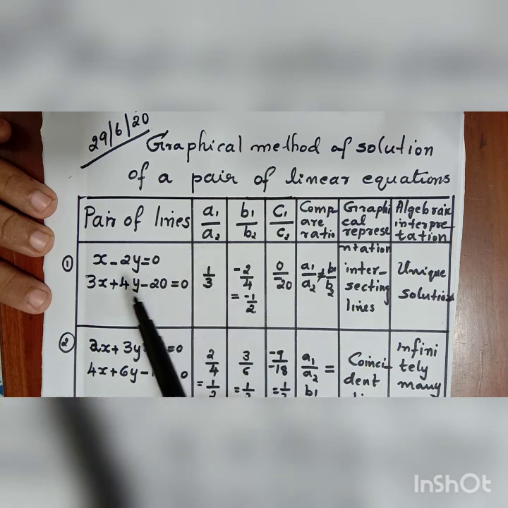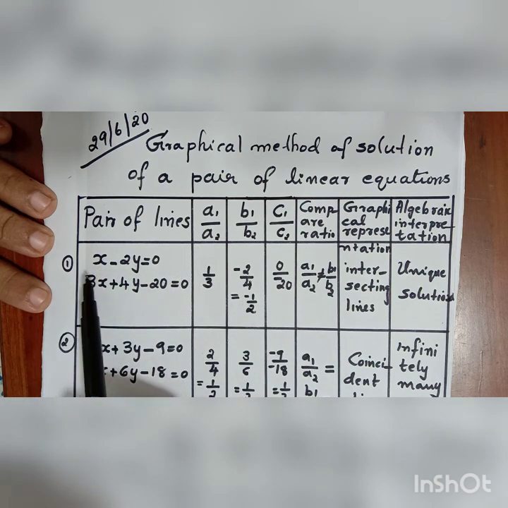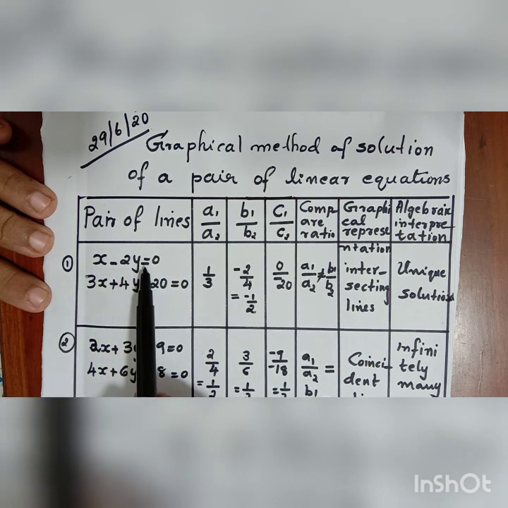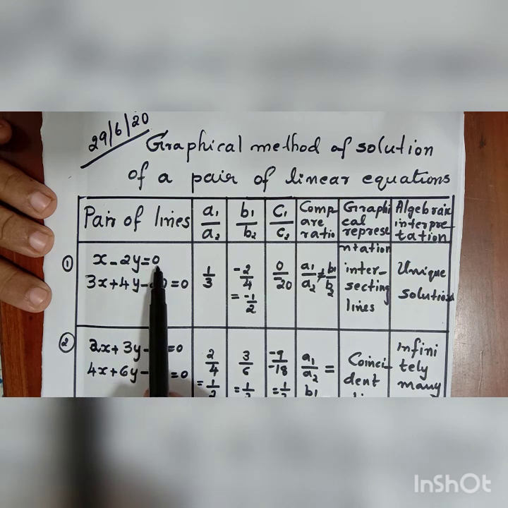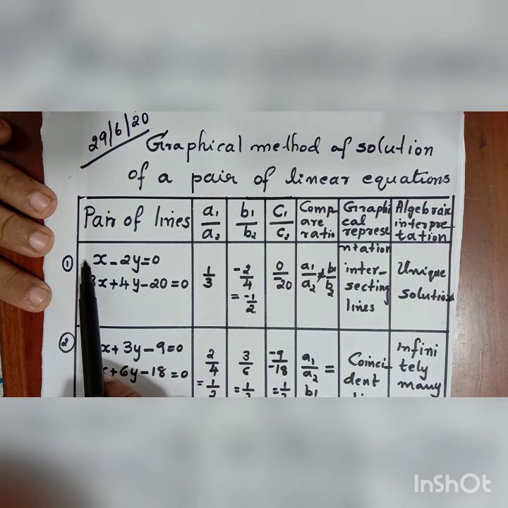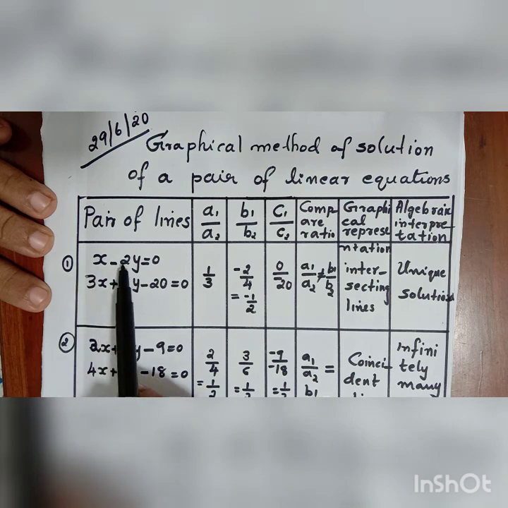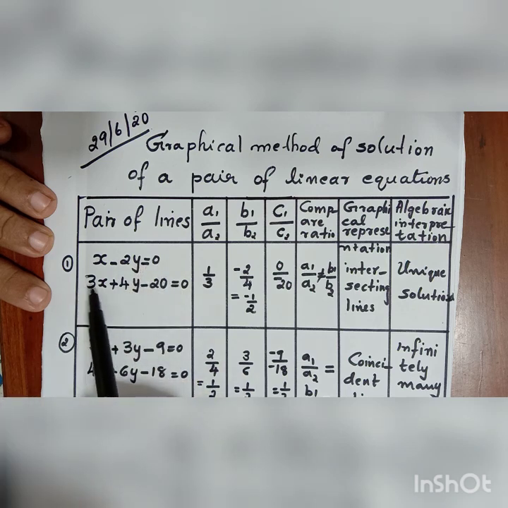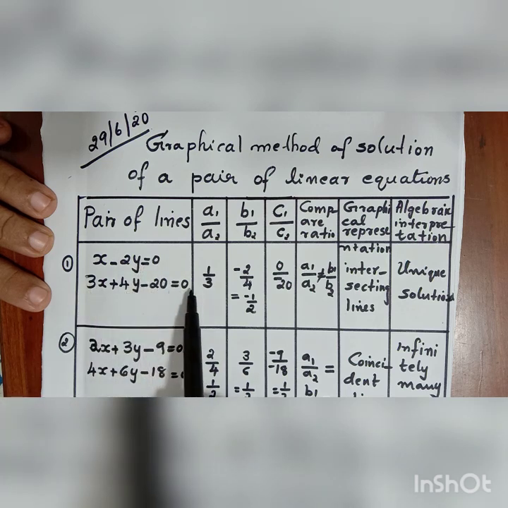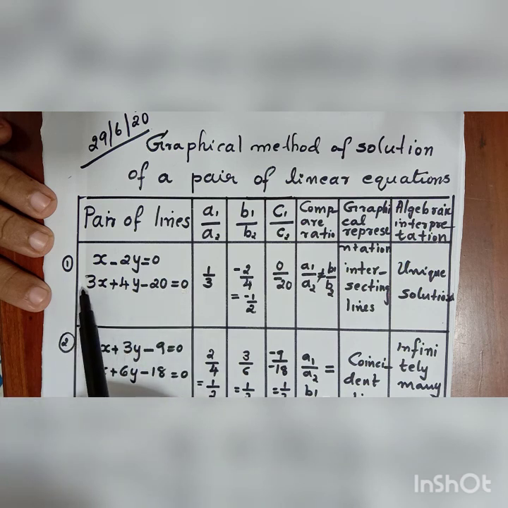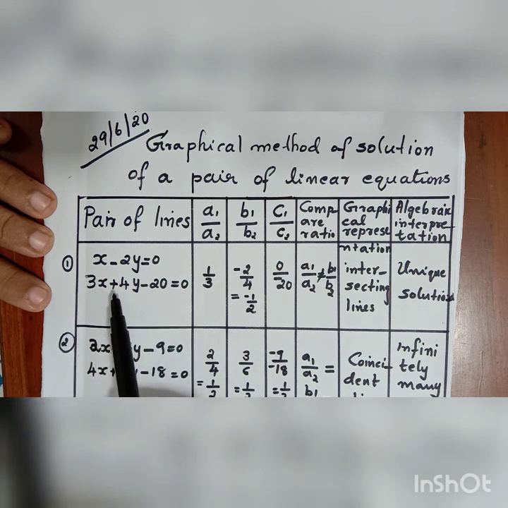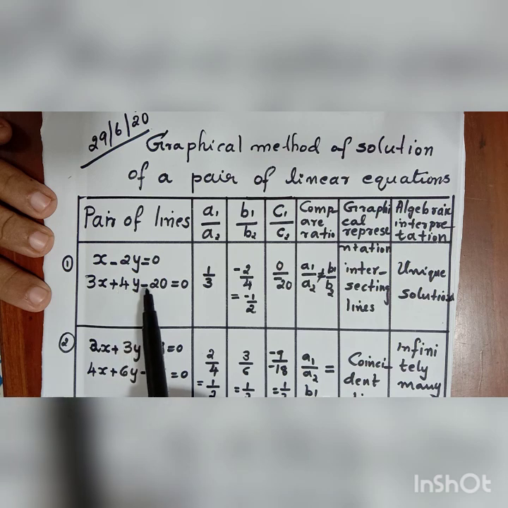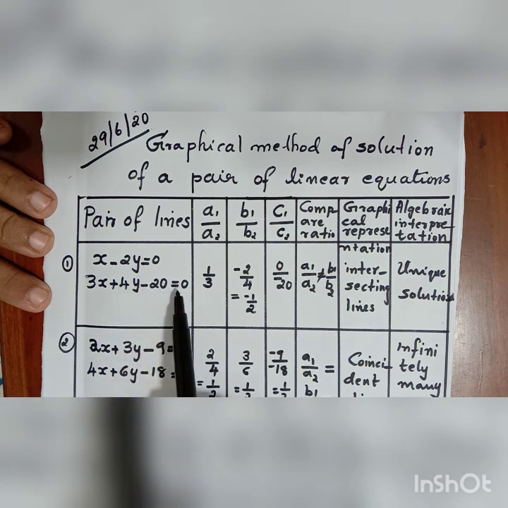Let us see the first set of equations. x minus 2y equal to 0. Here the constant term is missing. A1 is 1, B1 is negative 2 and C1 is 0. 3x plus 4y minus 20 equal to 0. A2 is 3, B2 is 4 and C2 is negative 20.